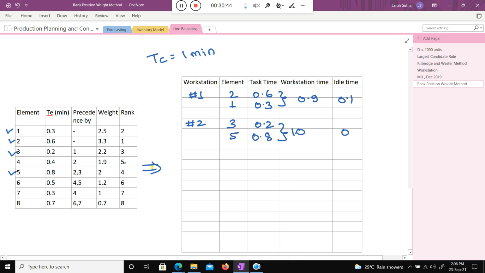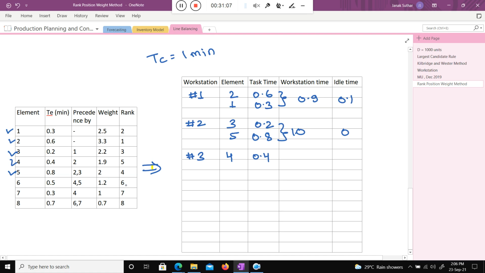Now I go for rank 5. For rank 5, what is the work element? That is 4. And what is the time? The time is 0.4. Okay, so I tick mark here. Now rank 5 is completed.